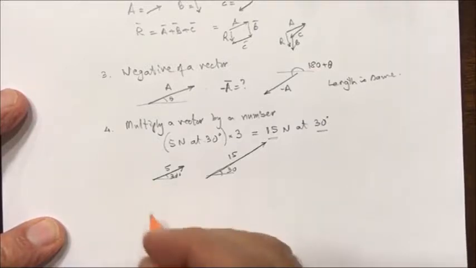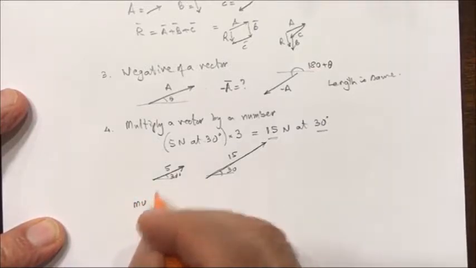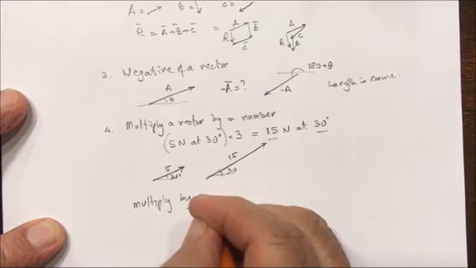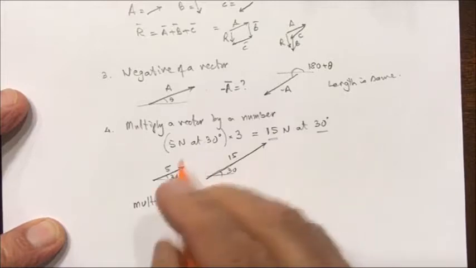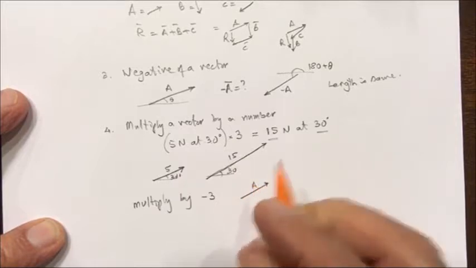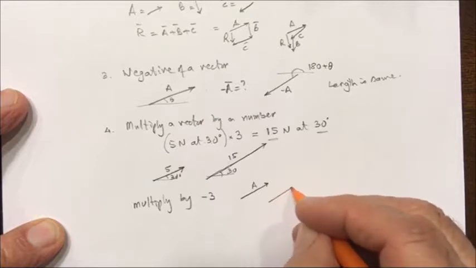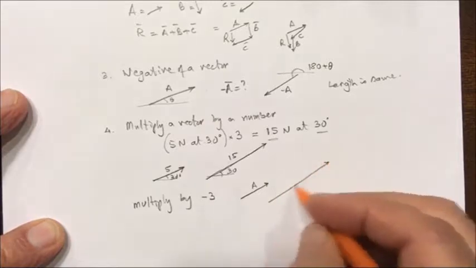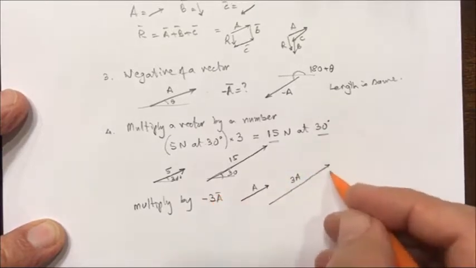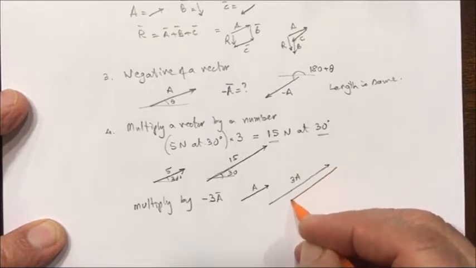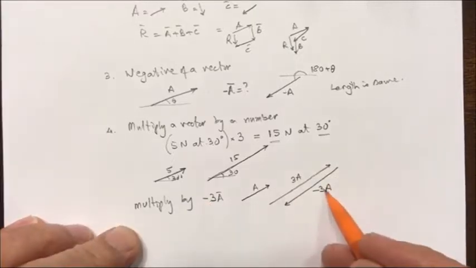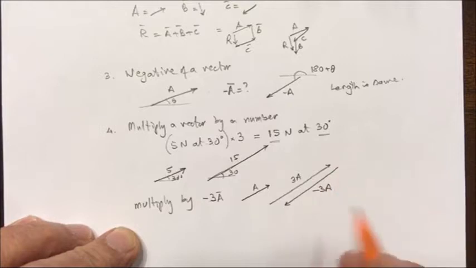Now, if we were to multiply with a negative number, well, we did that already here. Multiply by minus 3. So if we have 5 newtons at 30 degrees multiplied by minus 3, then that's the original vector A. We multiply with 3, make it 3 times longer. So that's 3A, and when you do the negative, it flips it over, and so this becomes minus 3A. So when you multiply with the negative number, it flips it over, and multiply by 3, it makes it 3 times longer.